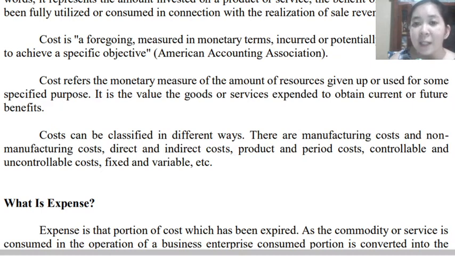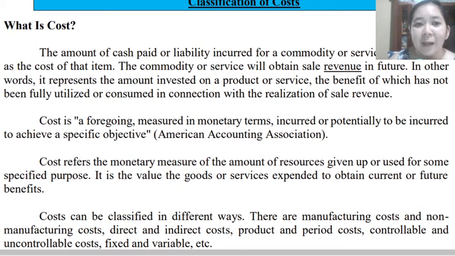Before you can generate income, first you have to spend or incur costs. Okay, so cost can be classified in different ways. As we go along, we have the different classifications of costs. So there are manufacturing costs. We also have non-manufacturing costs, direct and indirect costs, product and period costs, controllable and uncontrollable costs, fixed and variable costs, and many more. Okay, so we will be discussing each of these as we go along with this module. Okay, so that is for cost.